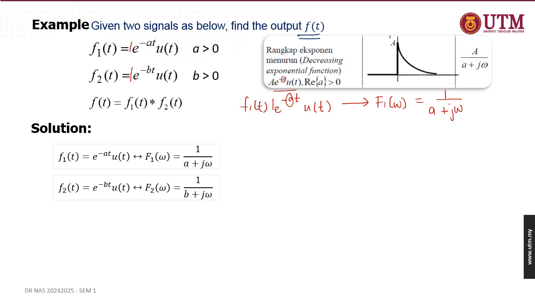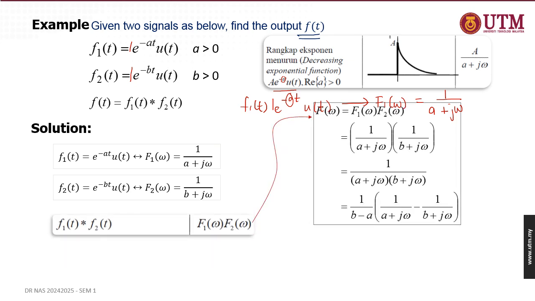Okay, next you need to perform the convolution. The convolution in the time domain will produce multiplication in the frequency domain. So now you have F(omega) equal to F1(omega) multiplied with F2(omega). F1(omega) is this equation, and F2(omega) equals this. Multiply both signals, so you get F(omega). But the question asks you to get the output in the time domain, so you need to do the inverse Fourier transform to get f(t).